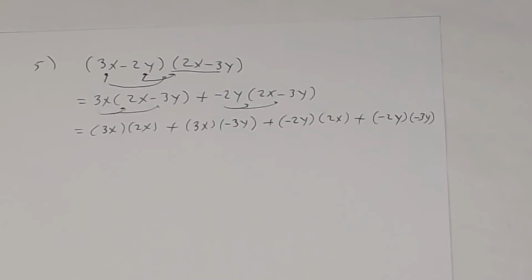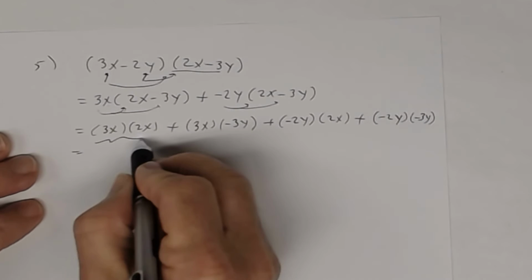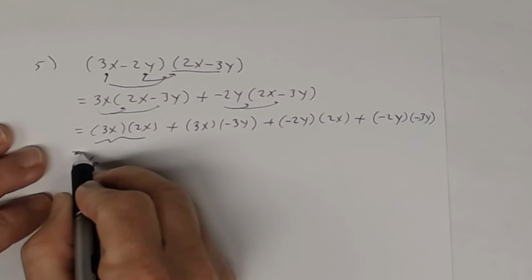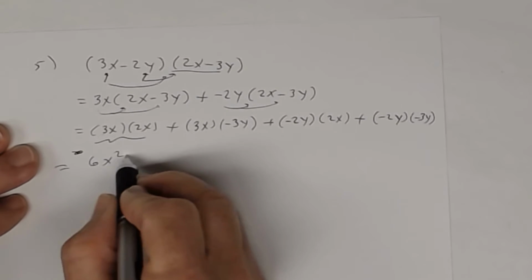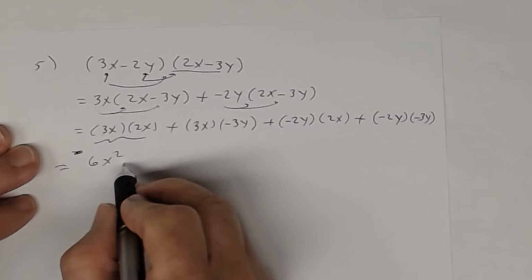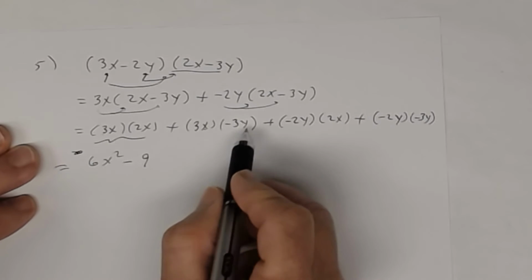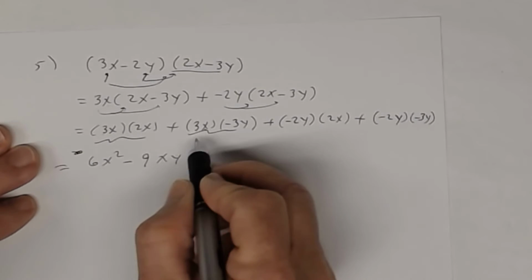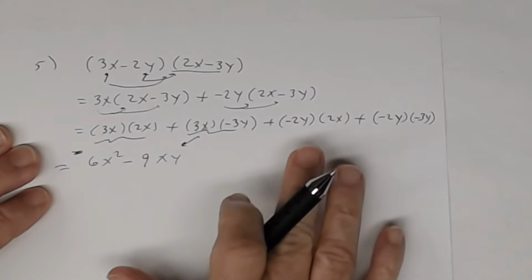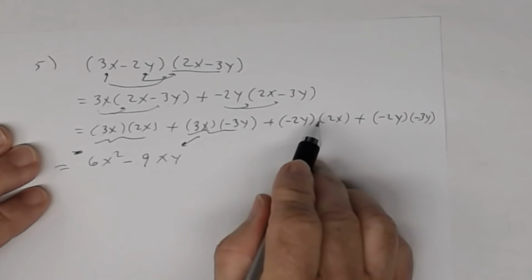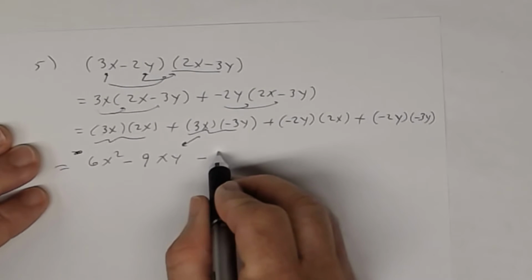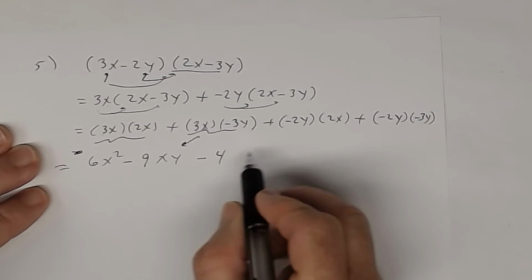Okay? All right, now let's go ahead and simplify each product. 3 times 2 is 6. X times x is x squared. Now over here, 3 times a negative 3 is a negative 9. So I'll be subtracting 9. X times y is xy. So that right here is negative 9xy, right? Over here, a negative 2 times a positive 2 is a negative 4. So I'm adding a negative 4. So it'll be minus 4. And then y times x is xy.